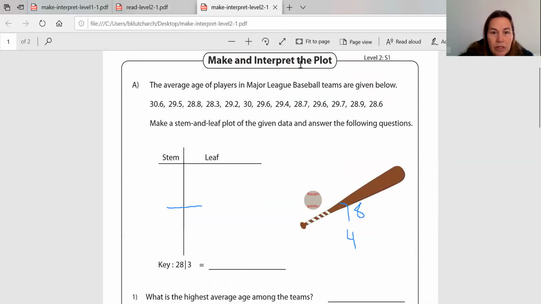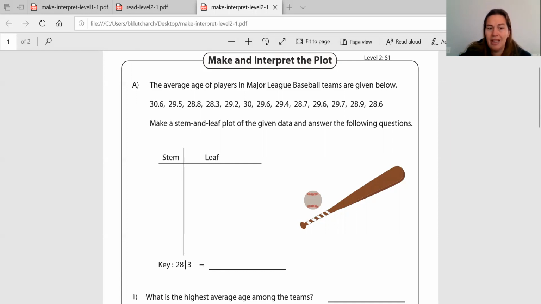We're going to move on to this one. Let me just erase my numbers. Even when I first looked at this one, I was like, ooh, here's our numbers. What do they actually want me to do? Do they want me to make my stems the tens digit, or am I going to make my stems the tens and ones digit?